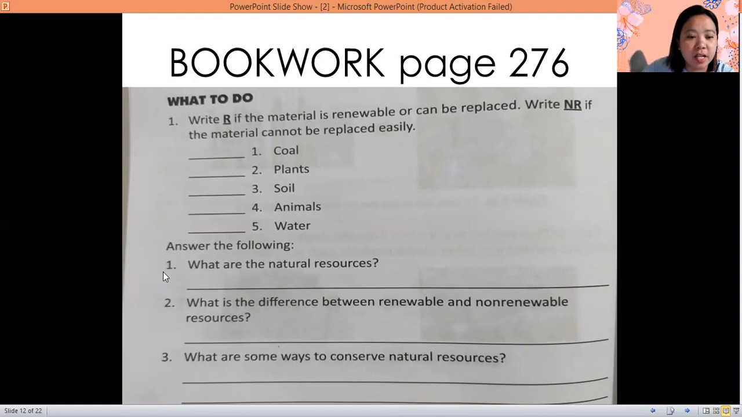Okay, next, let us answer the down part. You are going to answer here, what are the natural resources? Okay, ano ba yung mga likas na yaman? What are the natural resources? You are going to write your answer here. Okay, for the next question, what is the difference between renewable and non-renewable? So you are going to explain what is renewable resources and what is the non-renewable resources. And for the last question here, what are some ways to conserve natural resources? You can give one. How to save our natural resources.